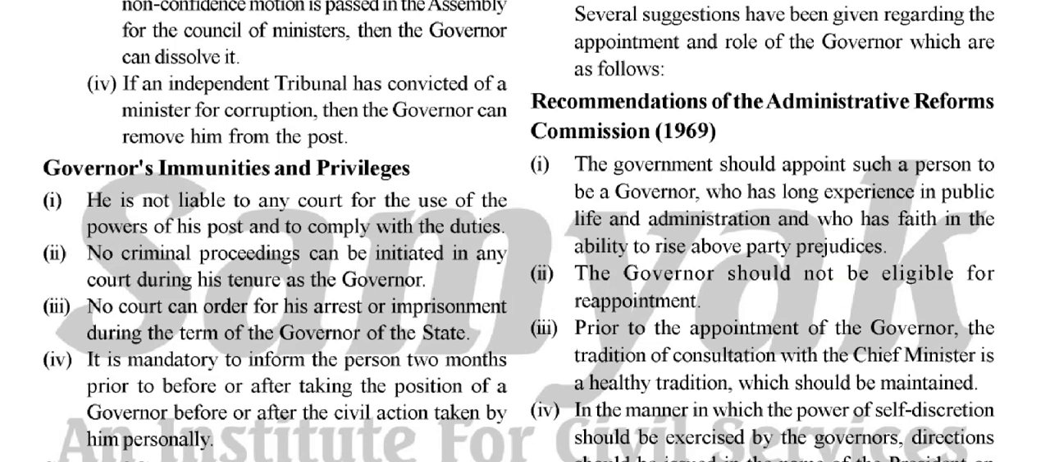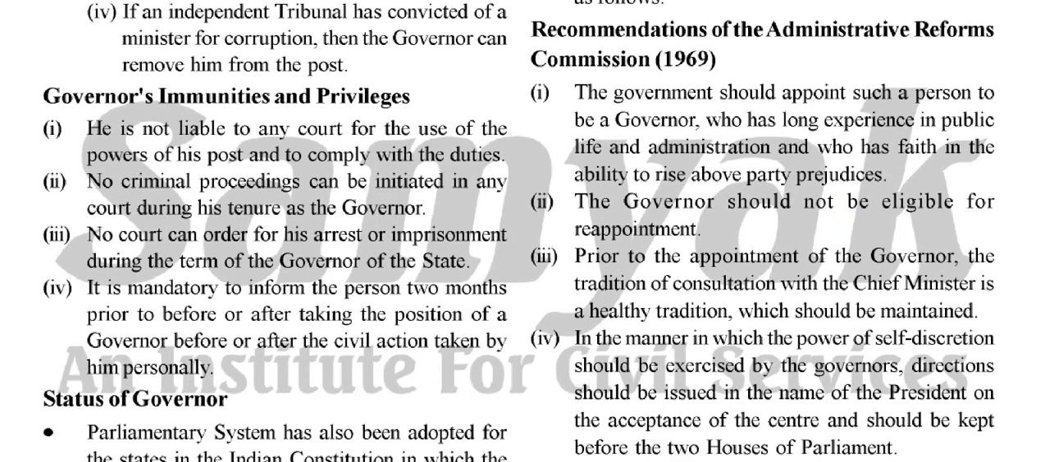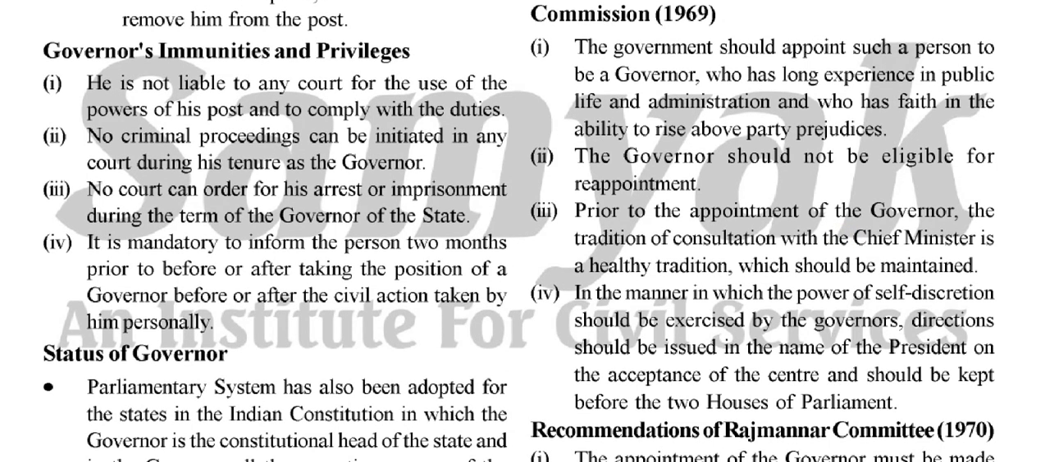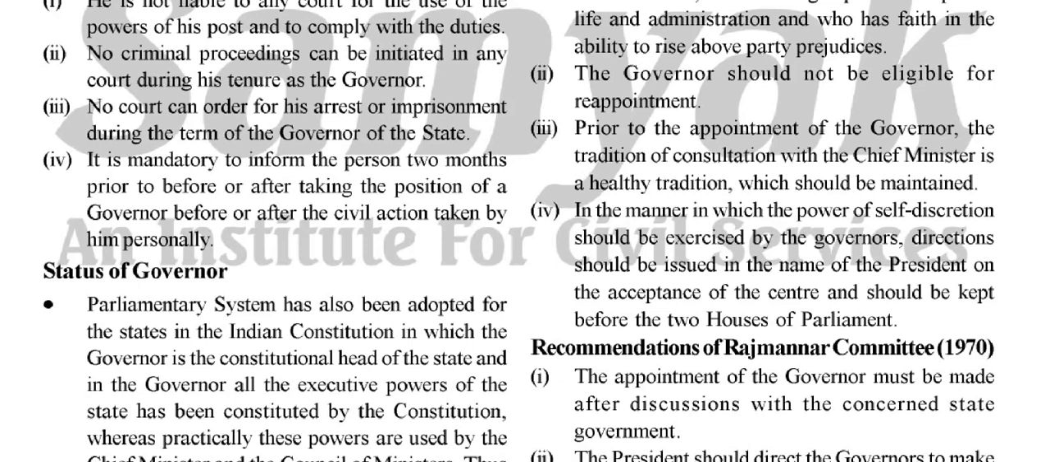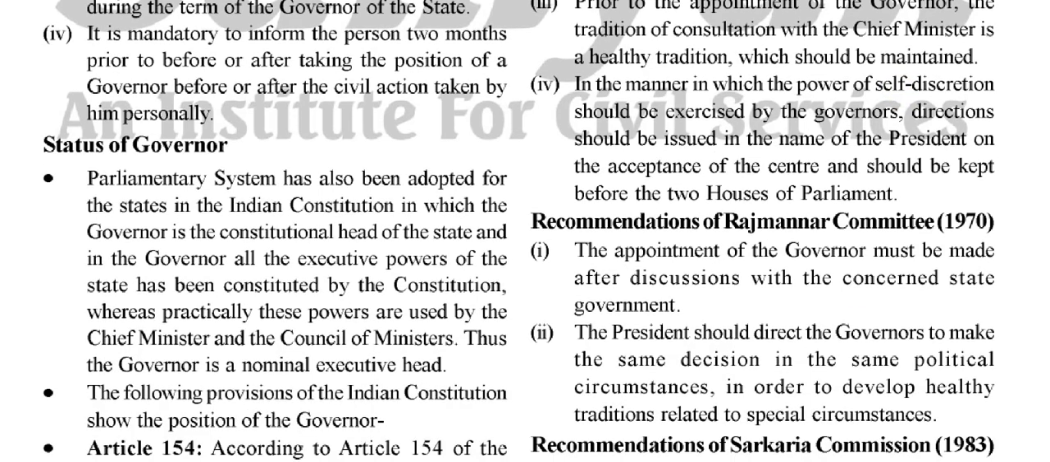First, the governor should be a person who has long experience in public life and administration and who has the ability to rise above party prejudices. Second, the governor should not be eligible for reappointment. Third, prior to the appointment of the governor, the tradition of consultation with the chief minister is a healthy tradition, which should be maintained. Fourth, in the manner in which the power of self-discretion should be exercised by the governors, discretion should be issued in the name of the president on the acceptance of the center and should be kept before the two houses.